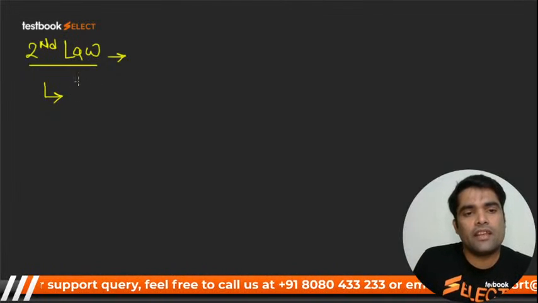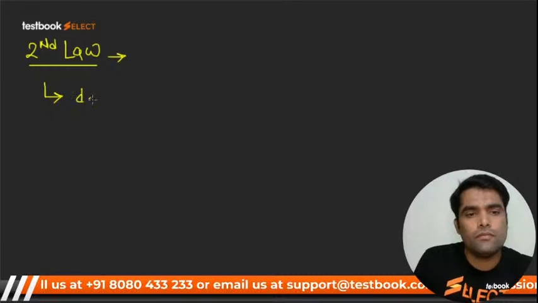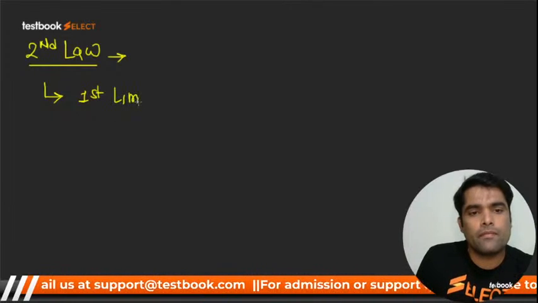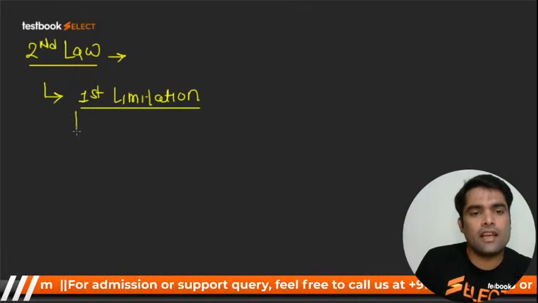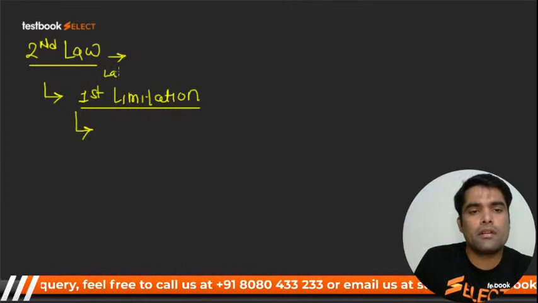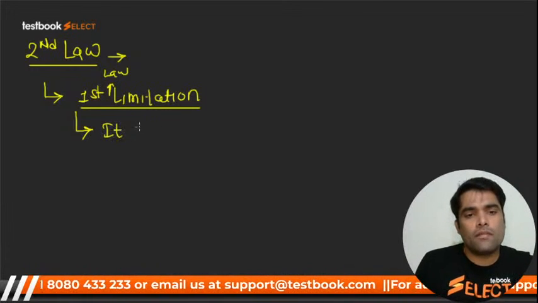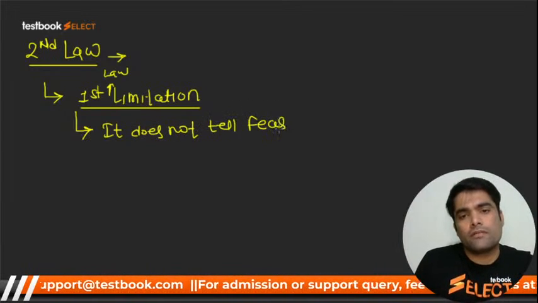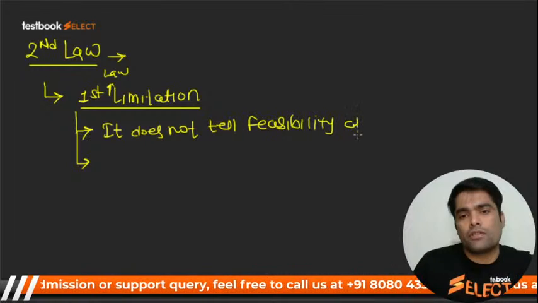So limitations क्या था? That is, it does not tell about first law. Remember, I'll write first law limitations. Okay, and that are what, my dear? First law limitations. Remember, that is first law limitations. First one is what? It does not tell about, does not tell about what? Feasibility of process. Feasibility of process or cycle.